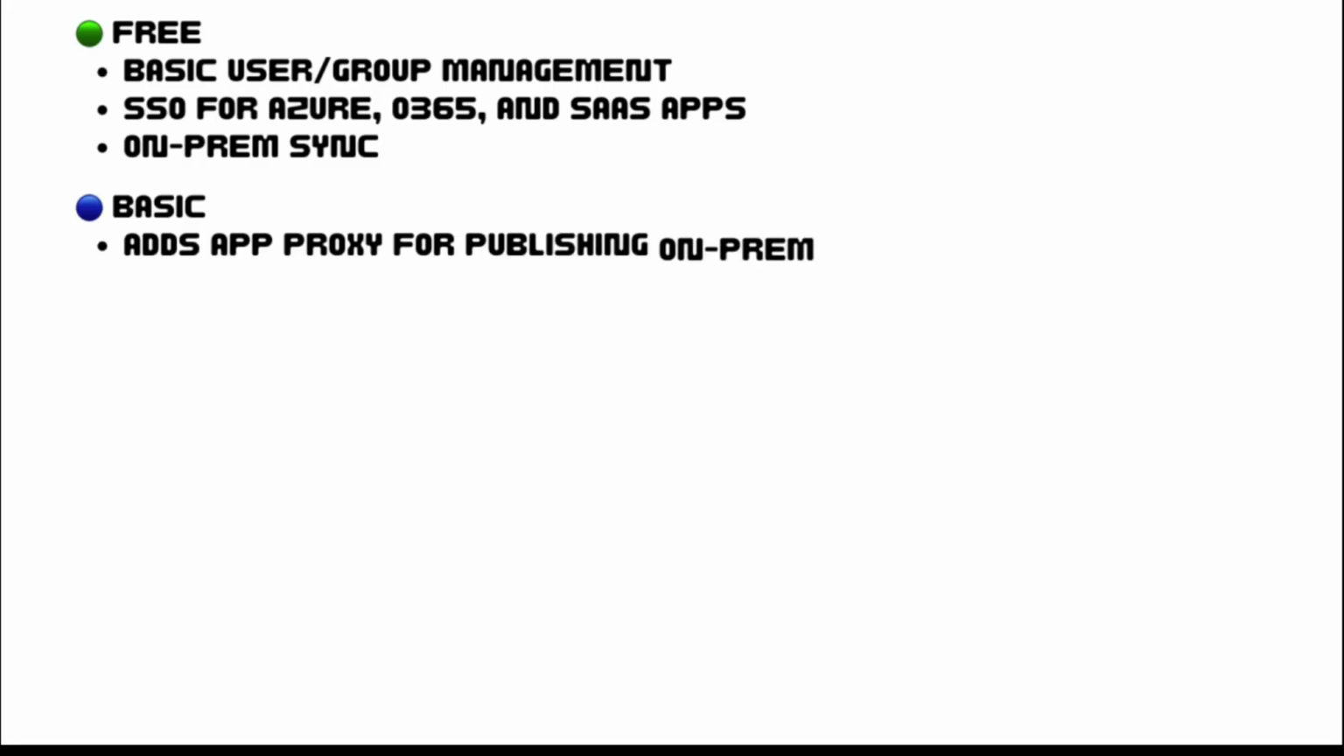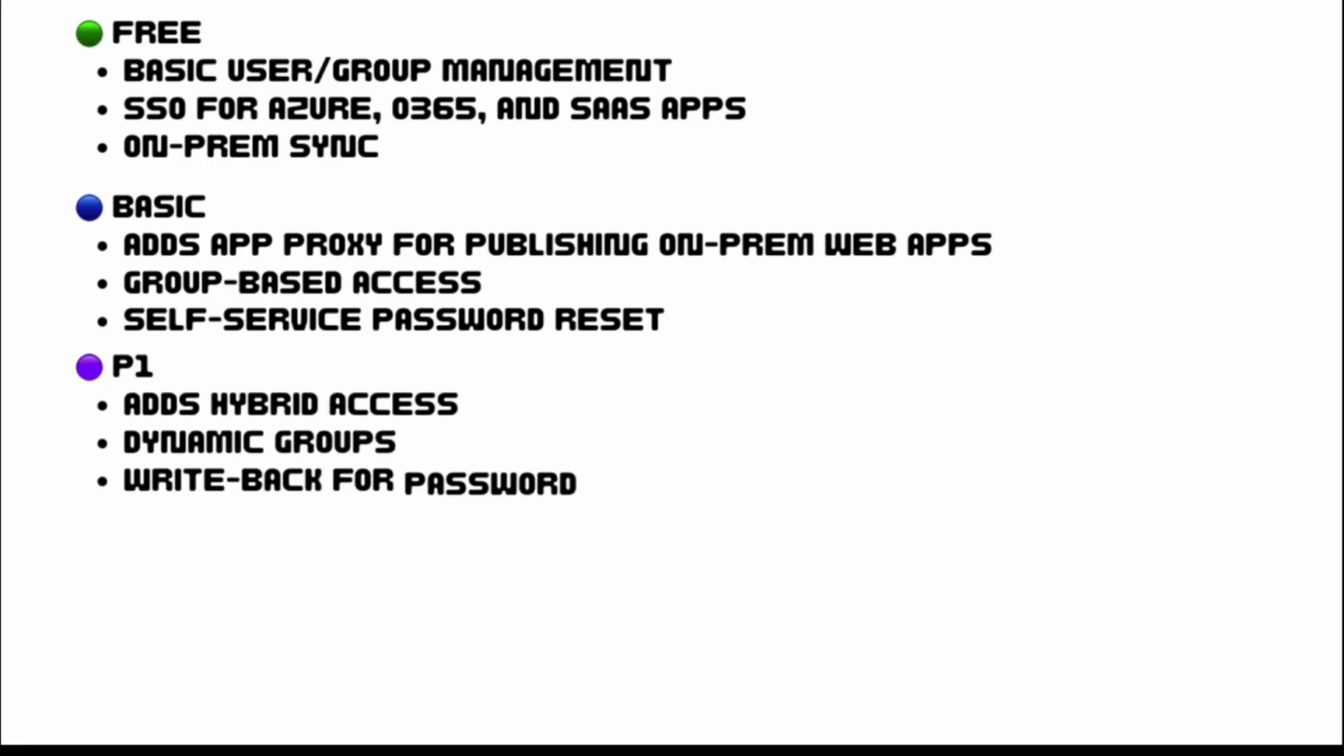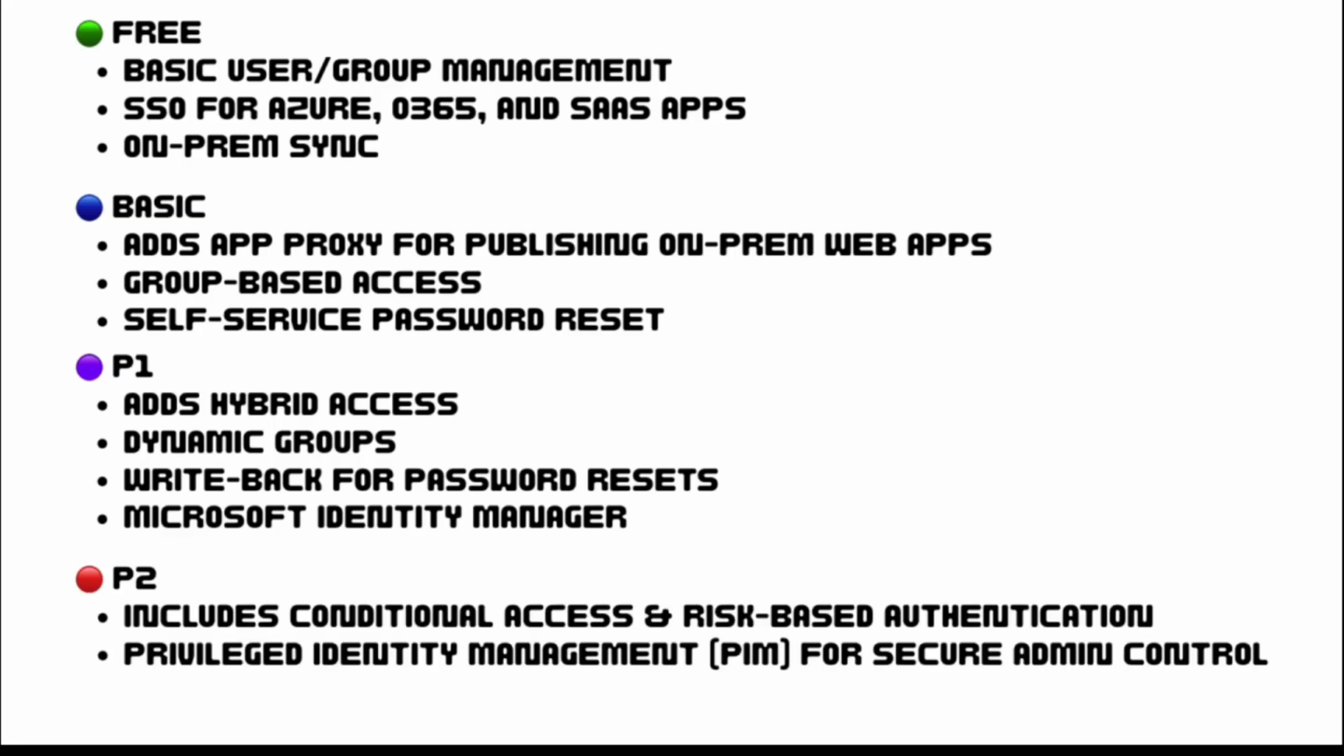The basic tier adds app proxy for publishing on-prem web apps, group-based access, and self-service password reset. The P1 adds hybrid access, dynamic groups, write back for password resets, and Microsoft Identity Manager. And the P2 includes conditional access and risk-based authentication. It also gives you Privileged Identity Management, PIM, for secure admin control.